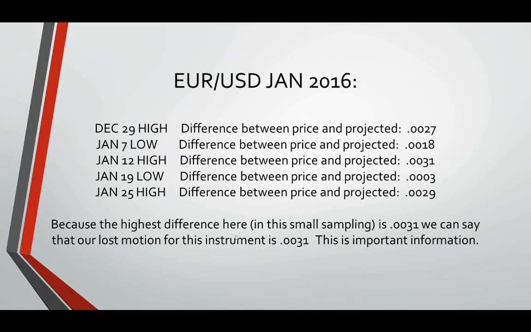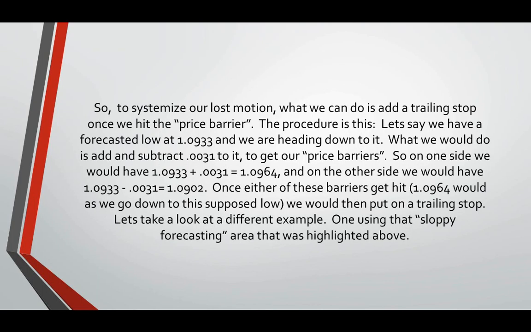Because the highest difference here, and this is a small sampling, is 0.0031, we can say that our lost motion for this instrument is 0.0031. This is important information. So, to systemize our lost motion, what we can do is add a trailing stop once we hit something that's called a price barrier. I'm going to get in and explain these and work with them with you, okay?